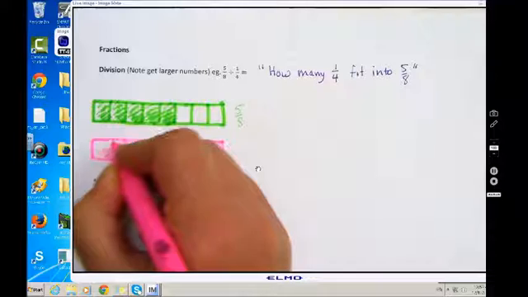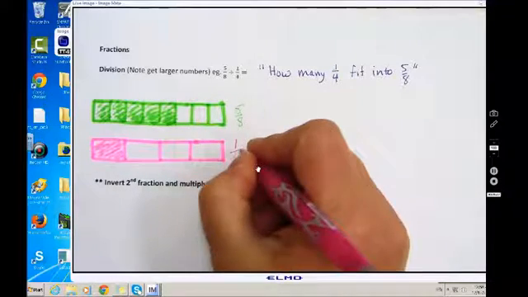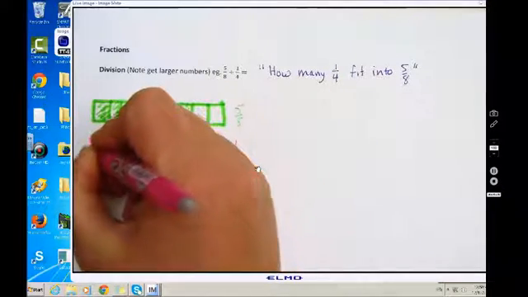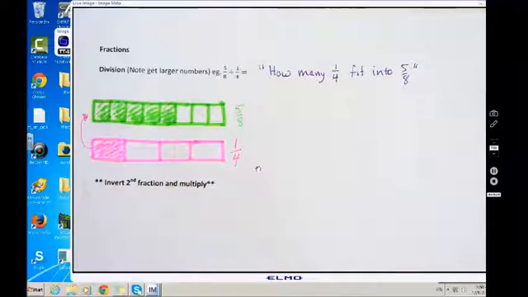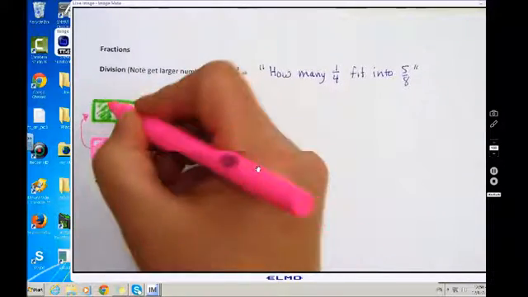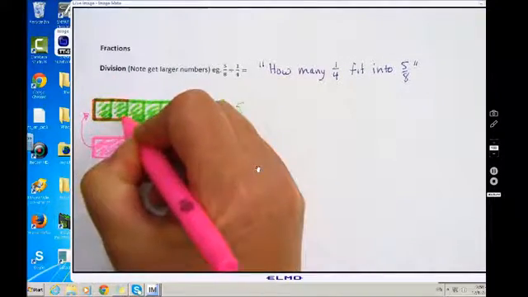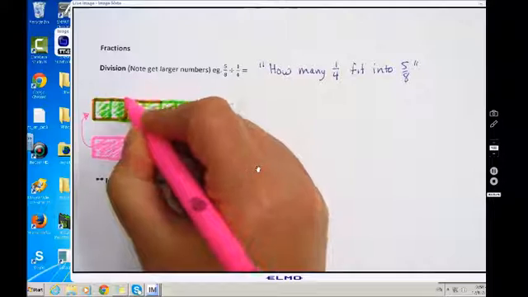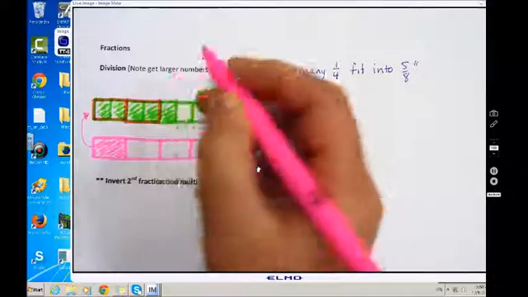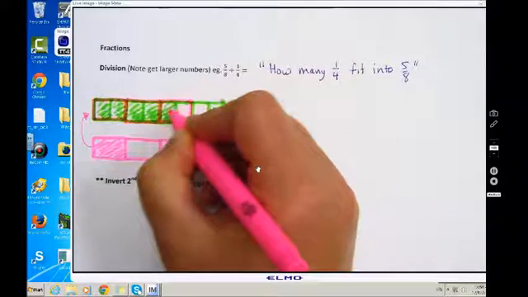So here I just have 1/4. And I want to know how many of these fit into here. So when I do that, I'm going to just superimpose this 1/4 over top and see how many fit. So here's 1/4. Here's another 1/4. And then if I draw another 1/4 here, I have 1/2 of a 1/4.